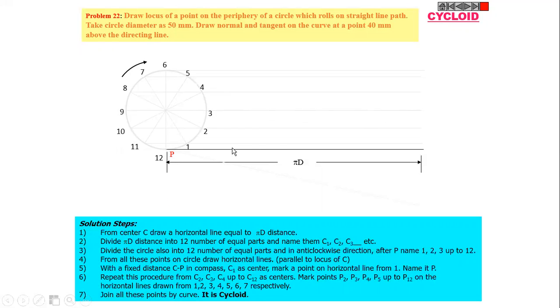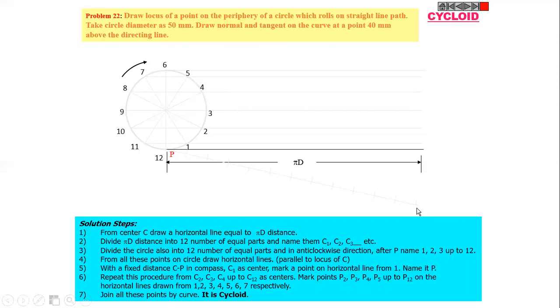Then next, we have to divide this horizontal line or base line into 12 equal parts, because we already divided this circle into 12 equal parts. If I divide it into 8, then I have divided this peripheral line into 8 equal parts. So this is pi d. Then take any radius in compass, just this first point, and mark first, second, then third, fourth, fifth, sixth, 7, 8, 9, 10, 11, and 12.